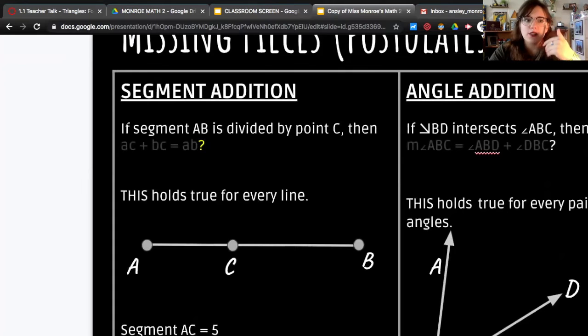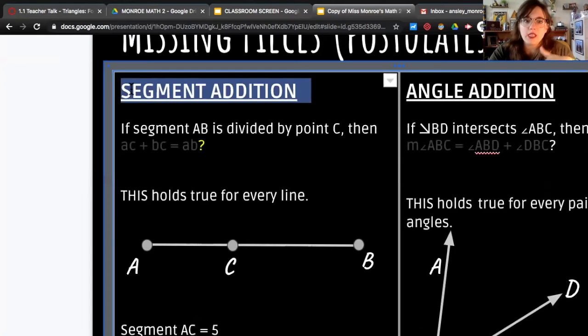We have a couple different theorems and ideas. So this first one we're going to talk about is our segment addition theorem. It tells us segment AB is divided by point C.